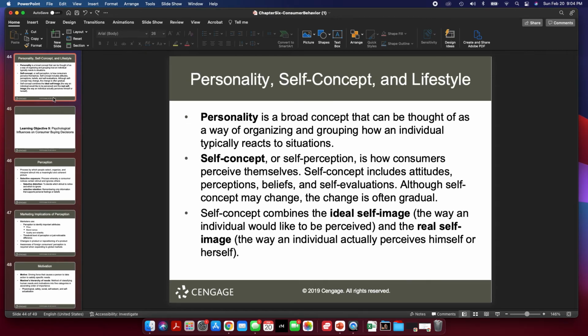Personality. Personality is a broad concept that can be thought of as a way of organizing and grouping how an individual reacts. Self-concept, or how somebody sees themselves, often influences purchases. Self-concept includes the ideal self-image and the real self-image, right? How they want to be seen and how they're actually seen. And a lot of times marketers recognize both, and they try to sell you on how you see yourself and how you want to be perceived.